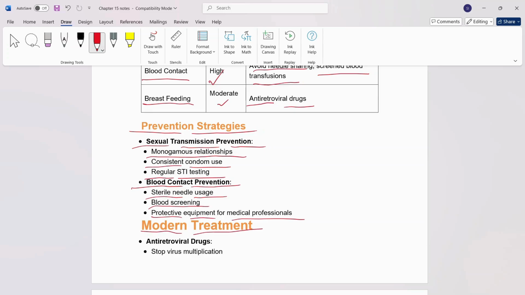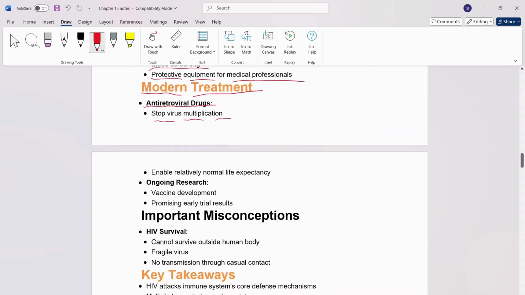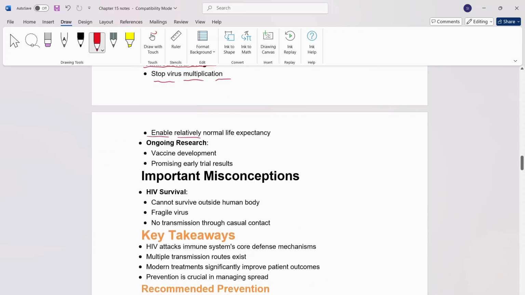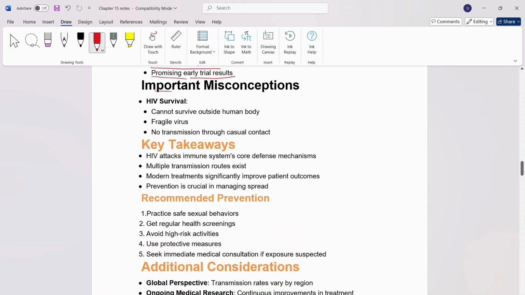Modern treatment: antiretroviral drugs stop virus multiplication and enable a relatively normal life expectancy. We have ongoing research, vaccine development, with promising early trial results. Important misconceptions: HIV cannot survive outside the human body, it is a fragile virus, and there is no transmission through casual contact.